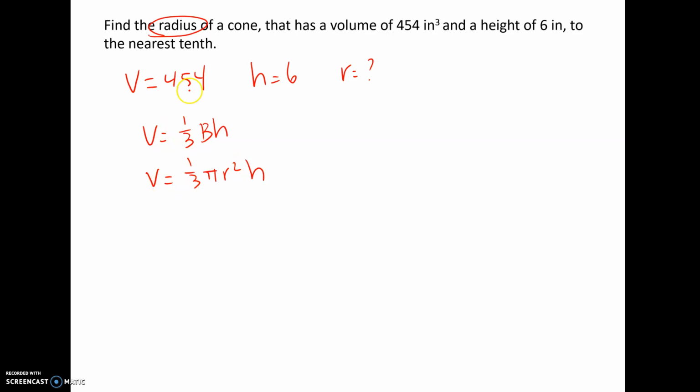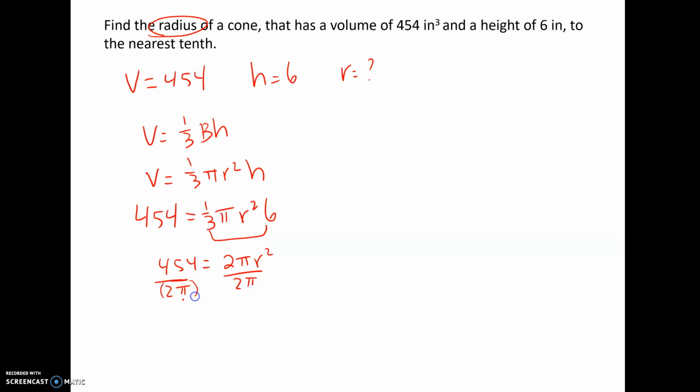So I'm going to replace my volume with 454. That's equal to 1/3 pi. I don't know what my r is, but I do know that my h is 6. So 1/3 of 6 is 2. So really this is saying 454 is equal to 2 pi r squared. So divide both sides here by 2 pi.